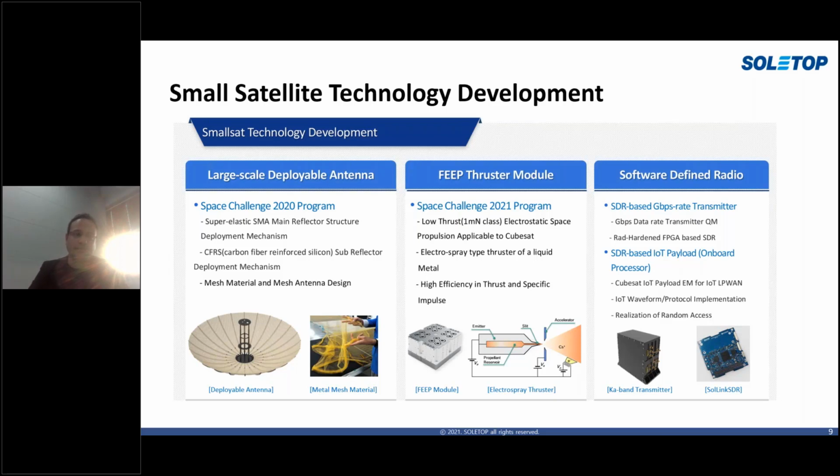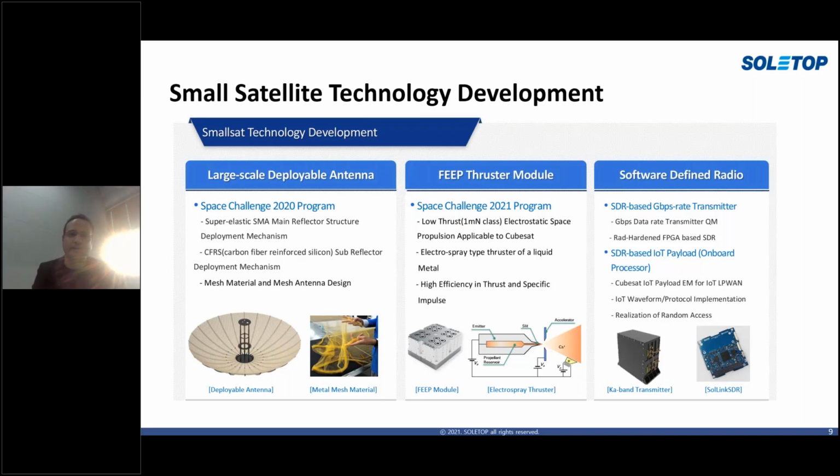And in future we would like to support various international and local customers with our systems. Then thruster module is part of the 2021 Space Challenge program, and we would like to develop a low thrust electrostatic space propulsion applicable to CubeSats, because now what we are seeing globally is a lot of funding is being poured into development of propulsion systems which are more integratable to the small satellites.